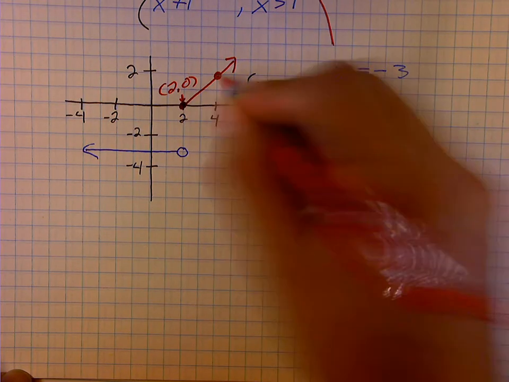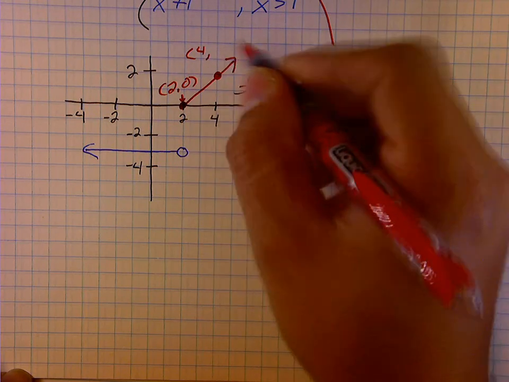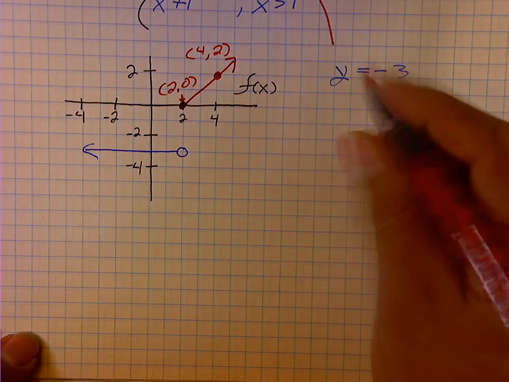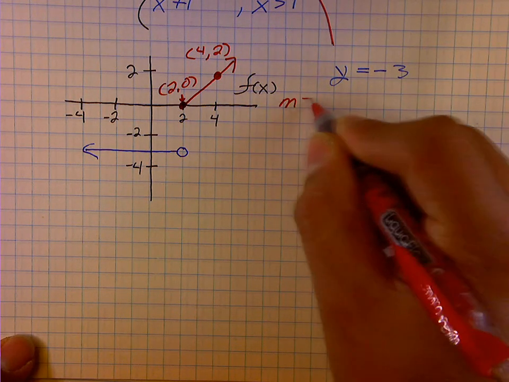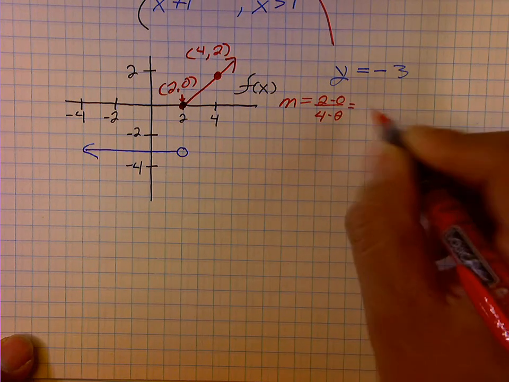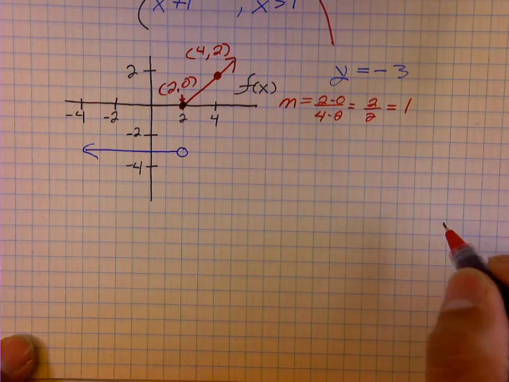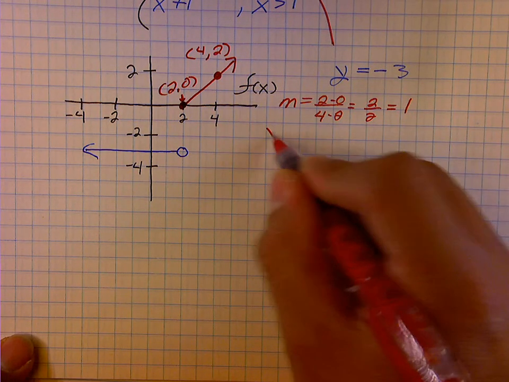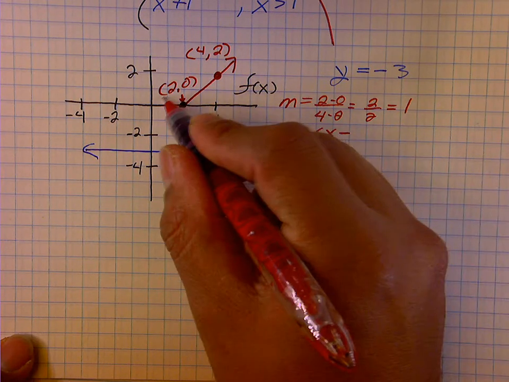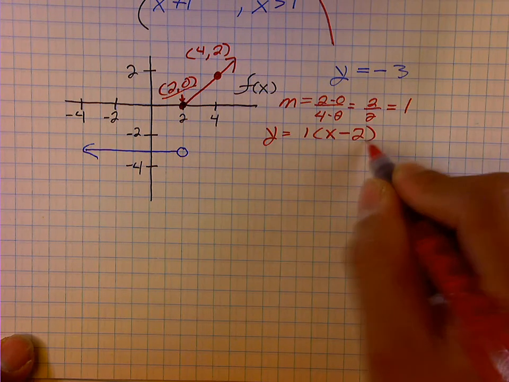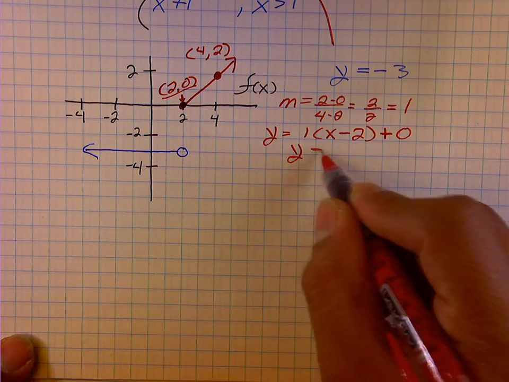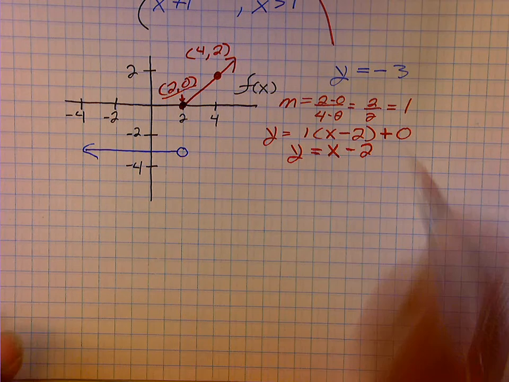And I'm going to find another point that appears to be an integer set, such as the point (4, 2). I've got 2 points now on this piece. And I'm going to set it up by calculating the slope first. y2 minus y1 over x2 minus x1 gives me 2 over 2, or a slope of 1. So, to put it in point slope, y equals the slope times x minus one of those x values. I'm going to choose the first point as (2, 0), plus the y value, which is 0. And we'll go ahead and simplify this to y equals x minus 2.